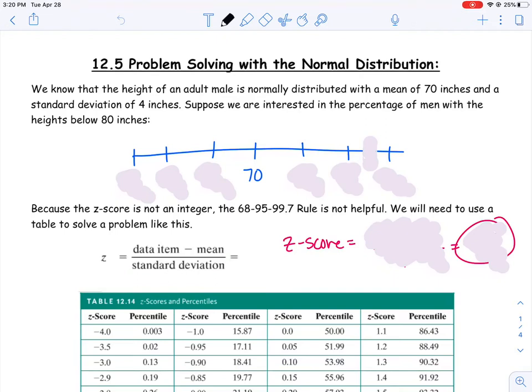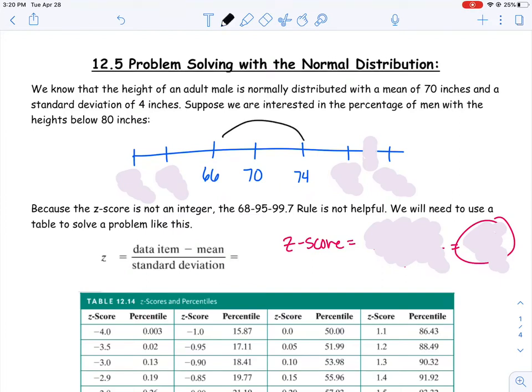So we know that the height of adult males is normally distributed with a mean of 70 inches and a standard deviation of 4 inches. We've seen that in previous sections. Suppose we're interested in the percentage of men with heights below 80 inches. Well, if I go to my chart, I can put my mean in the middle. I can figure out where my numbers are going to lie if I'm one standard deviation above or below the mean by adding 4 or subtracting 4, because that was the standard deviation.